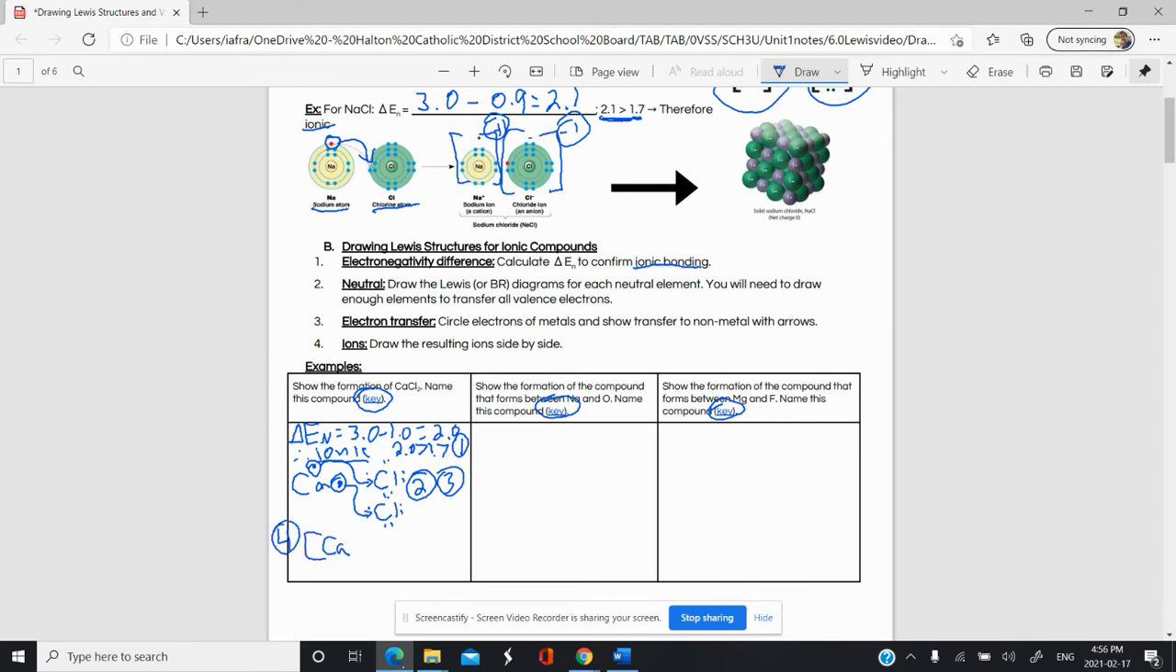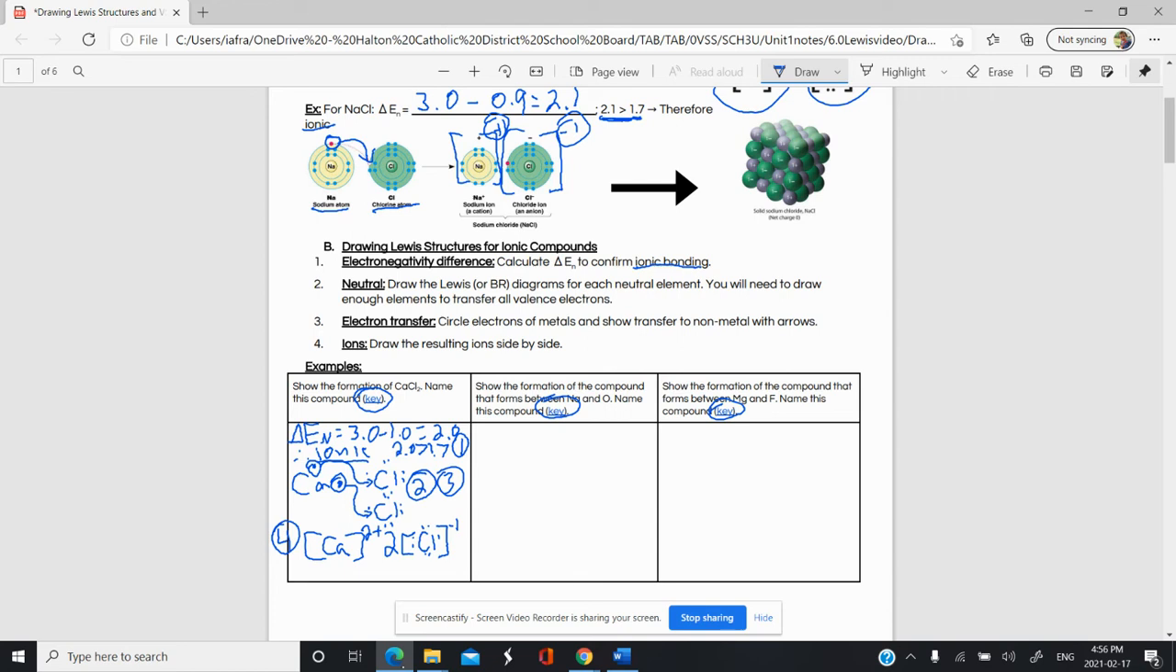I put Ca2+, and there's two chlorines, so I put 2, and then I open the brackets, put my Cl there like that, close the brackets, and -1. So there's 2 of those chlorides, and that's it. And so here we've drawn the Lewis dot structure, we've shown the formation, and the final Lewis dot structure for calcium chloride. We can do the same thing for the next example.